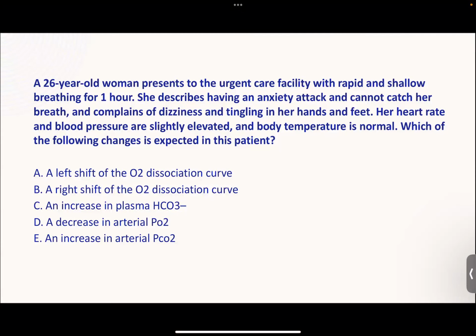Okay, why do you think it's E? We said she's having rapid and shallow breathing. Yeah, you're right. It's A. Okay, do you want to tell us why it's A?